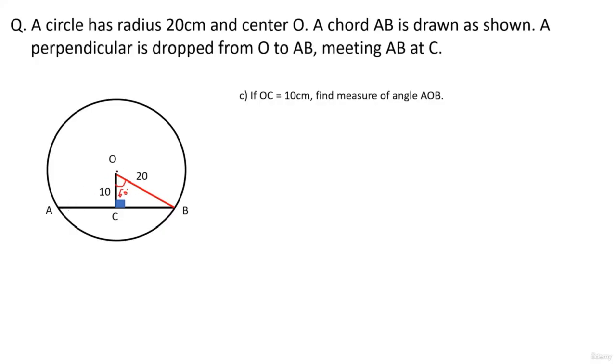Now what has been asked in the question? AOB. Okay, by symmetry, if this angle is 60, how much will this one be? 60. Your answer is 120 degrees. Okay, so here for the angle AOB, your answer will be 120 degrees. Okay, same logic which we discussed.